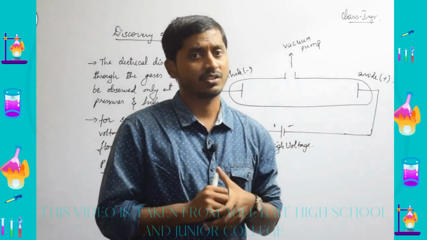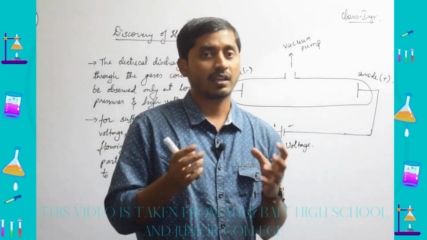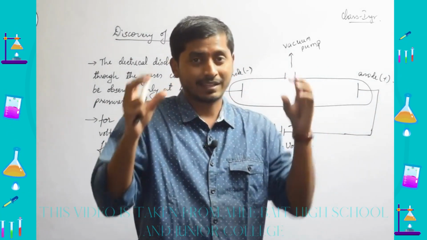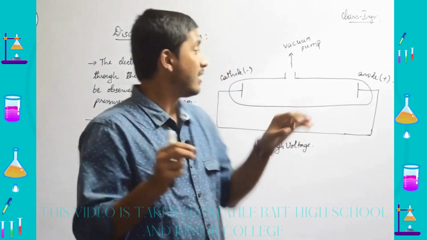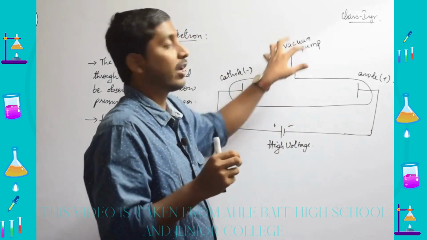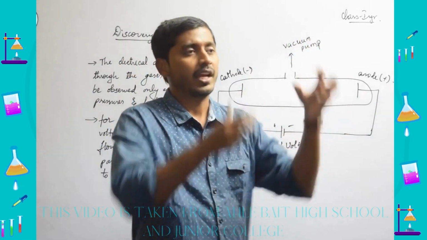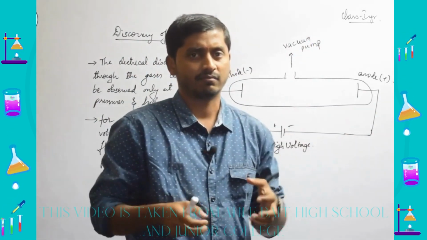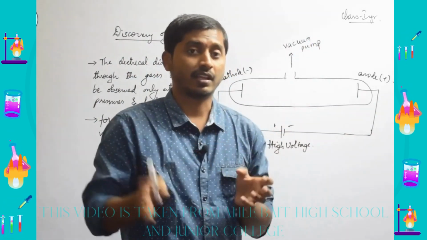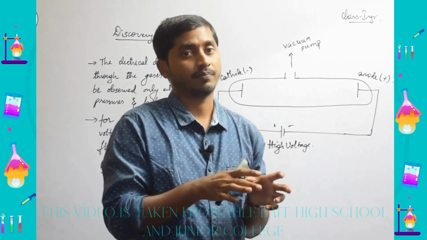What actually is a discharge tube? A discharge tube can simply be called a glass tube that is completely evacuated through a vacuum pump. What is a vacuum pump? It pulls out all the air inside it, that is, whatever particles are inside it.